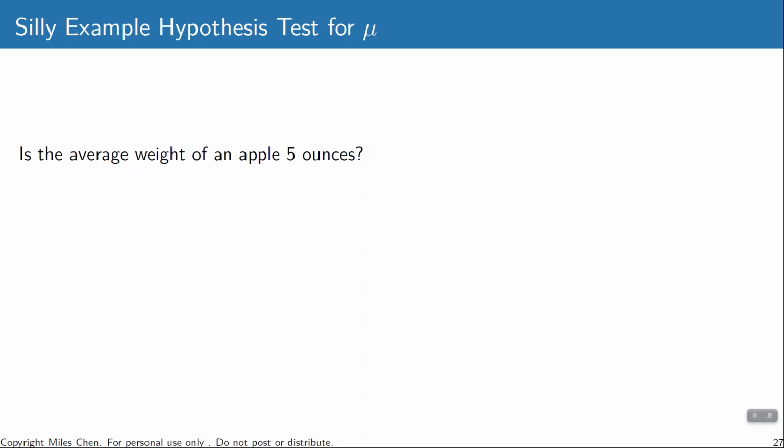All right, so we'll just work through an example. And we're going to ask, is the average weight of an apple 5 ounces? Okay, so like you go to the grocery store, they sell apples. Is the average weight of an apple 5 ounces? Okay, I don't know. I'm just making up some numbers here.